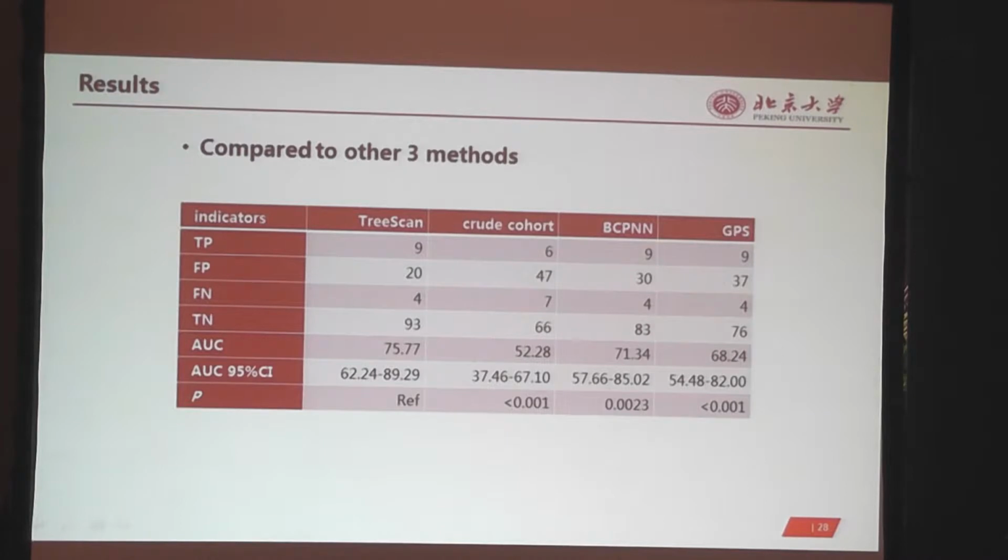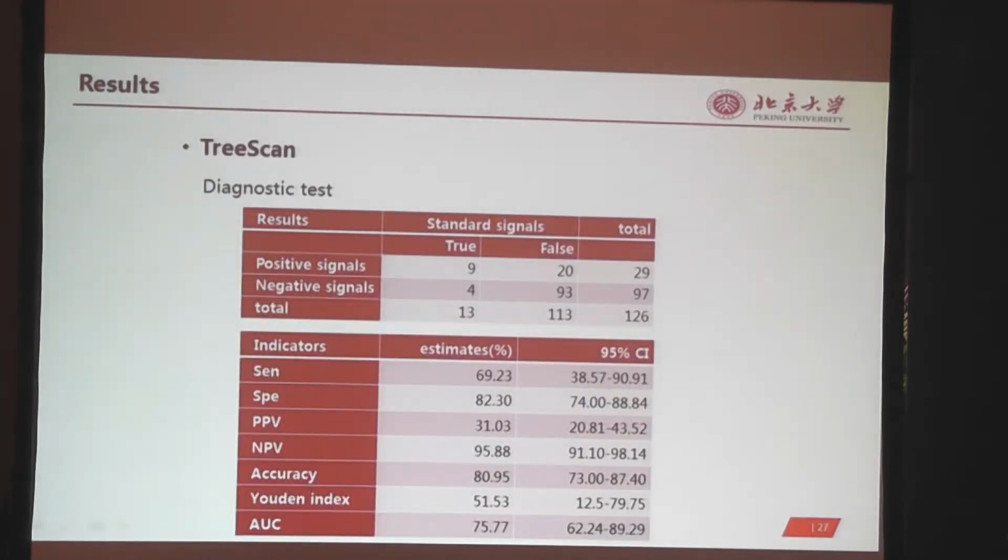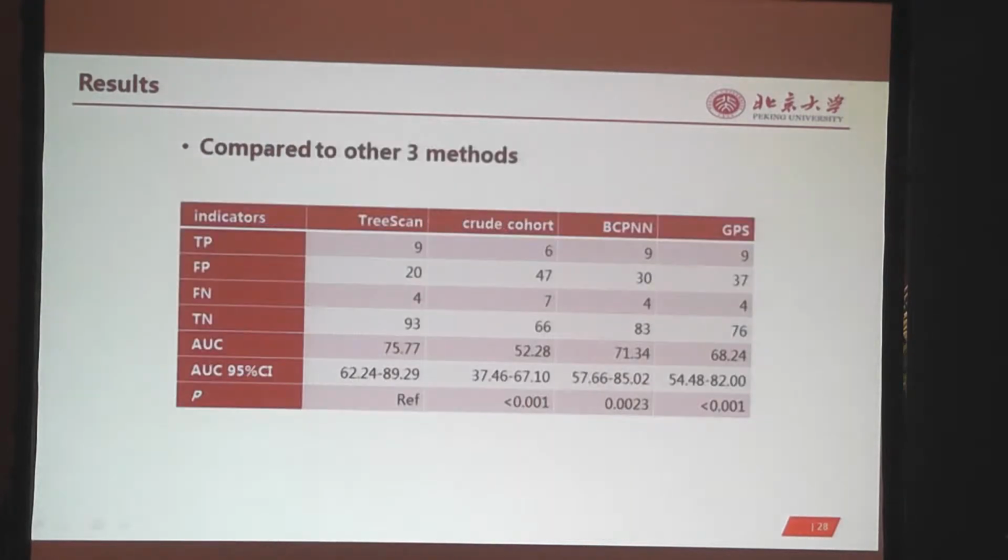So this table shows the performance of the tree scan by comparing the signals to standard signals. We can see 9 of the signals are true adverse effects, and the sensitivity and specificity are about 29% and 82%, and the AUC is around 75%.